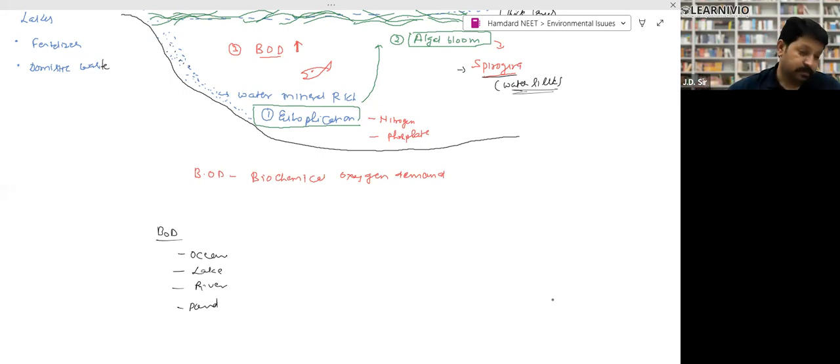So pond. Obviously, pond. Pond will have more polluted water. You know, come out of your home and roam around your city, you will find that on the pond there is a number of garbage that have been dumped. So pond has more polluted water, which means it is richer in nutrients, which means there will be more algal bloom, which means there will be more BOD.